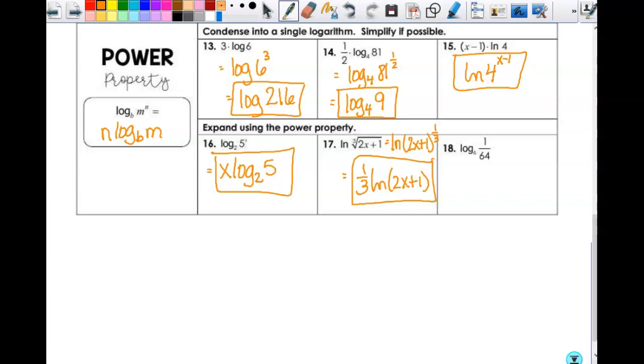All right. So then I have log base 6 of 1 over 64. And I'm supposed to be using the power property because it specifically says to expand using that. So how do I get 64 out of the denominator? -1. So this is the same as log base 6 of 64 to the -1 power. So this becomes negative log base 6 of 64.